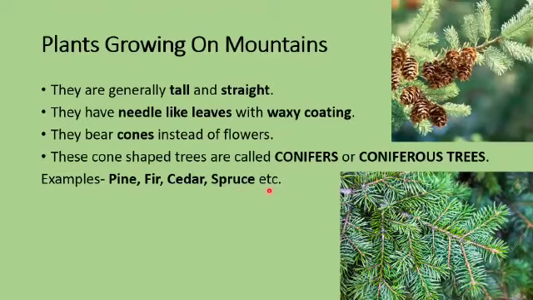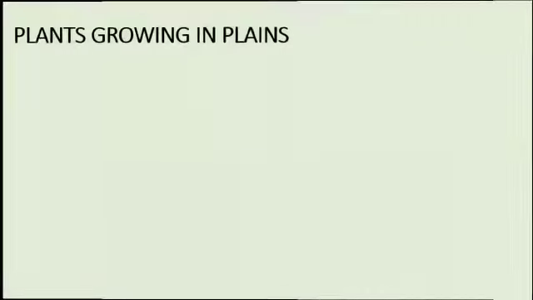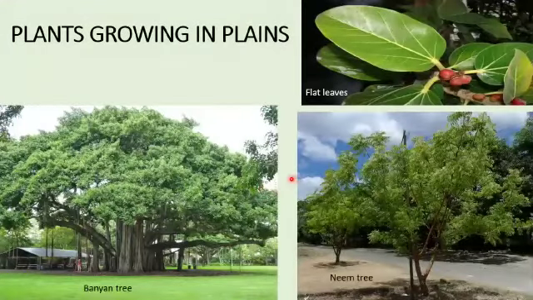Now we come to another kind of trees which grow in plains. Plants growing in plains. Trees growing in plains have lots of branches and leaves. They have more space to spread. Their leaves are flat. You know why? To capture sunlight. The broad leaves help water to evaporate easily, thus keeping them cool during summers.